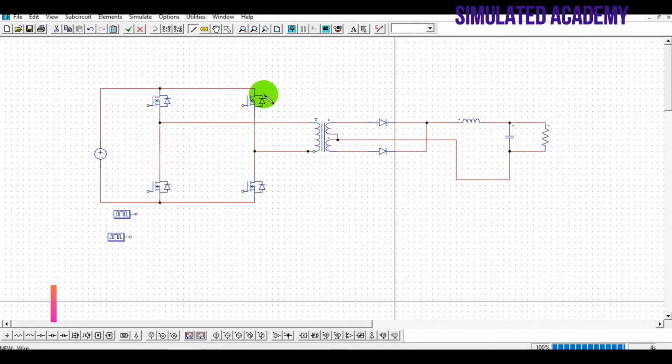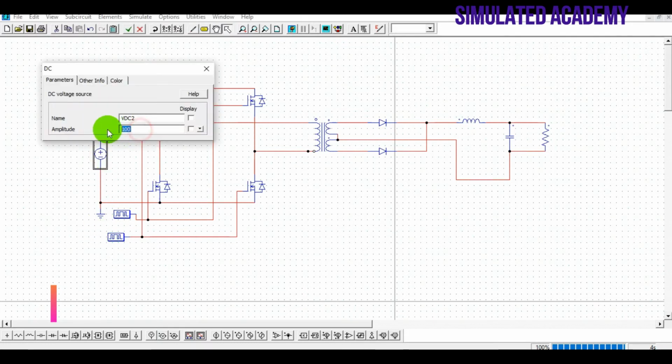Make sure that these opposite switches will trigger at the same time. So I am taking a signal from here and connecting it with this one. Also, this one is connected with this. Similarly, a signal will be given to this one and this one simultaneously. Now the connection is done. Just put a ground here and connect it with here. Now your connections are done.